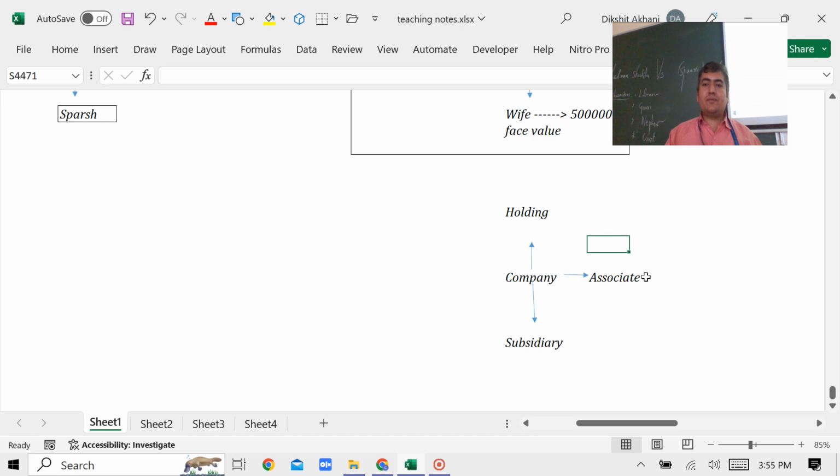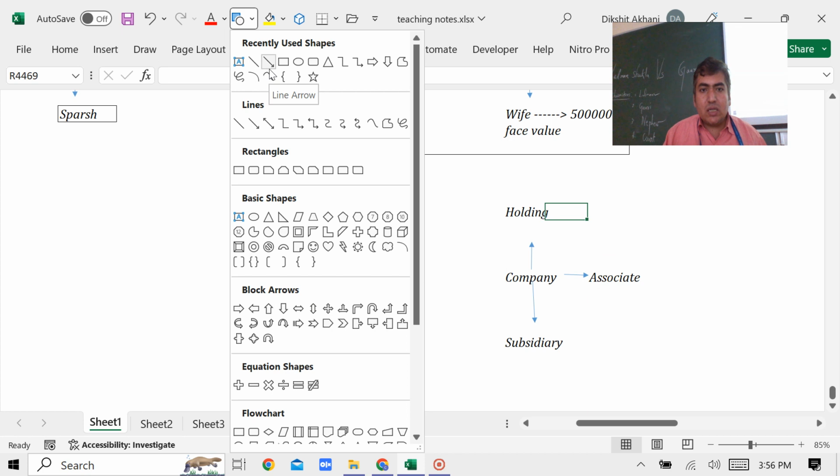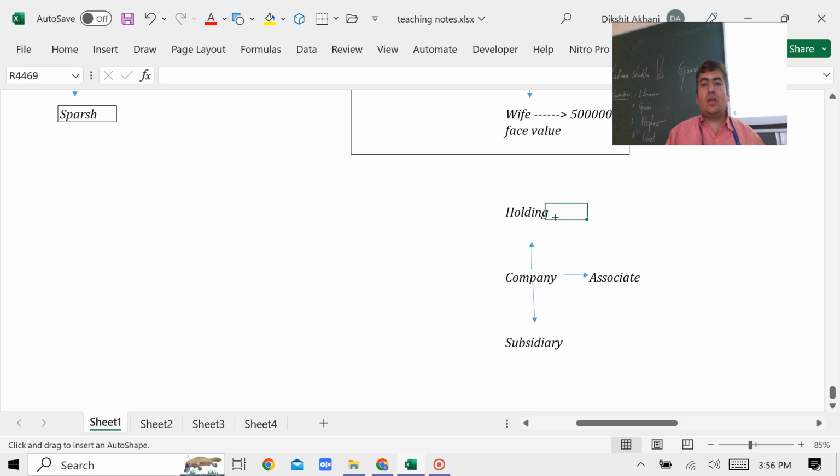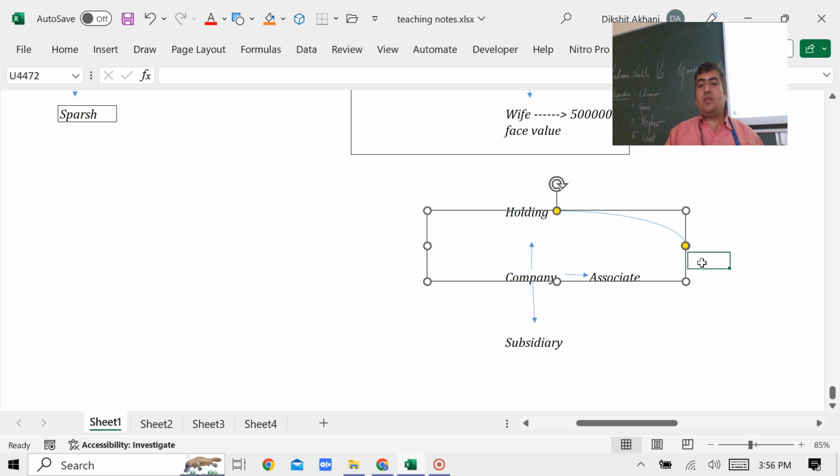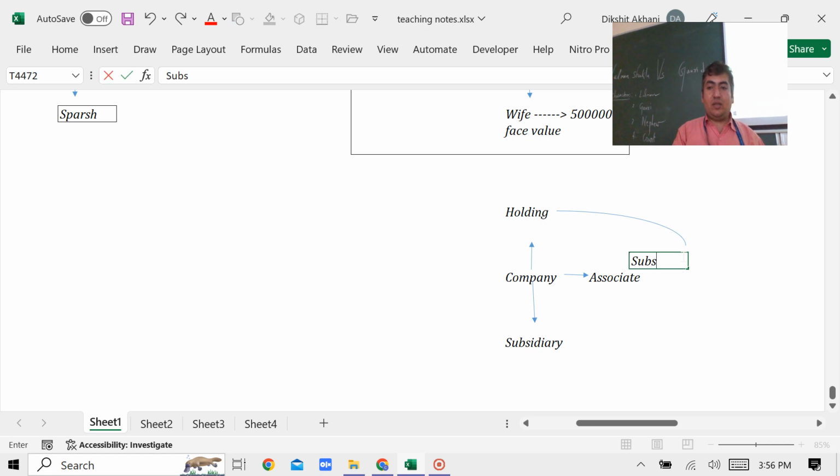Chalo usko dekh lete hain. Or subsidiaries of the holding, other subsidiaries, that's what I'm talking about. So guys, in these many companies, if you have an investment as a share or debenture, you are disqualified. Am I clear to all of you?